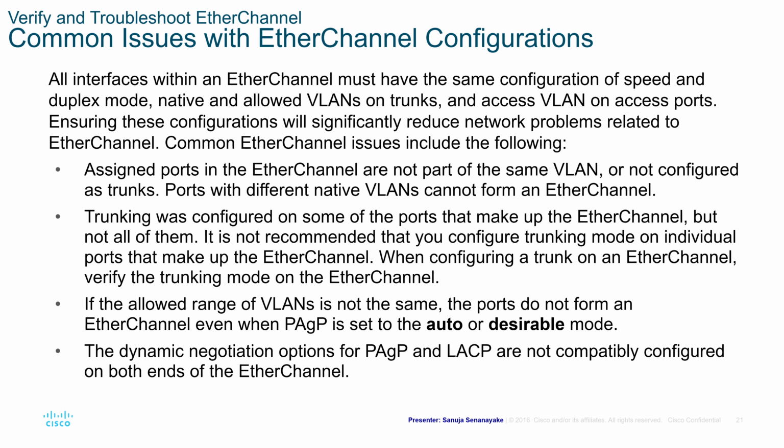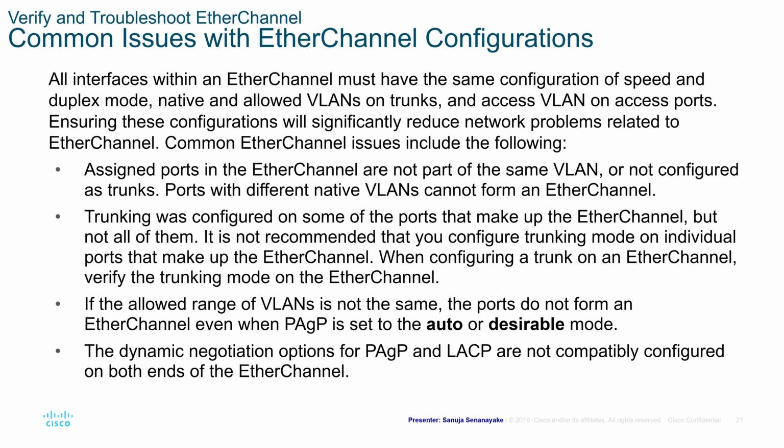So ensuring these configurations will significantly reduce network problems related to EtherChannel. Ensuring these configurations are correct will be the first step to troubleshooting anything. So the common EtherChannel issues include assigned ports in EtherChannel are not part of the same VLAN or not configured as trunks. Ports with different native VLANs cannot form an EtherChannel.